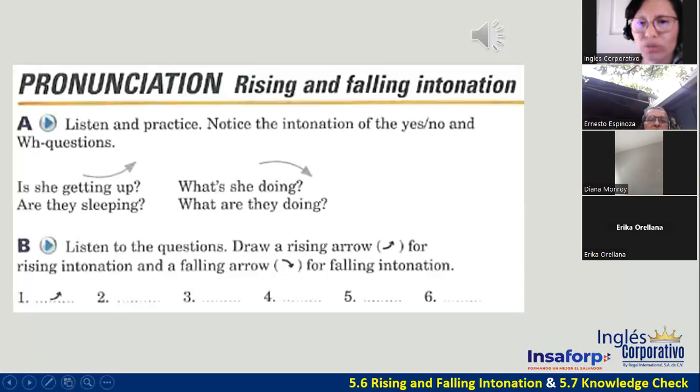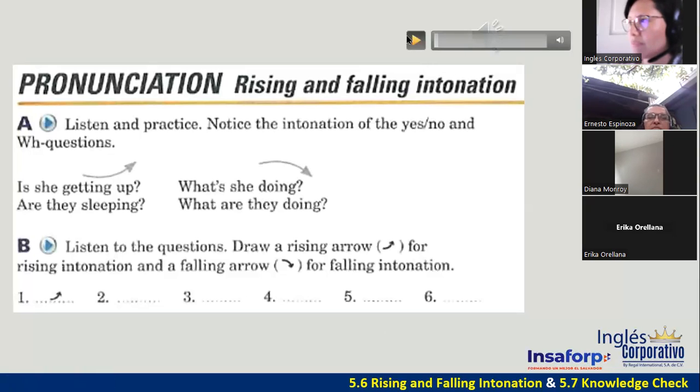Oh, perdón, no sé si estoy compartiendo, permítanme. Ahí está, hoy sí.